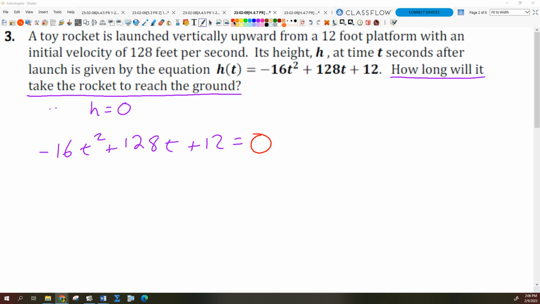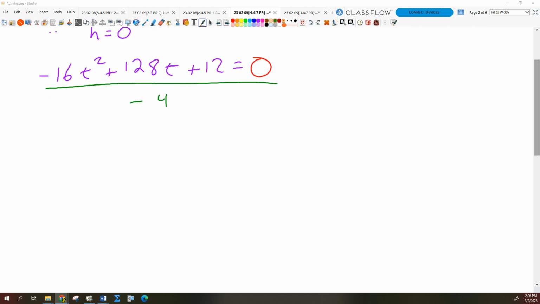So we could kill 2 birds with 1 stone here. We could take care of both things at once by dividing by -4. How about that? If we divide everything by -4, we're going to get the equation then. What? Positive. You guys tell me. I'll get you started. Positive 4t squared minus 32t minus 3 equals 0. Okay, good.